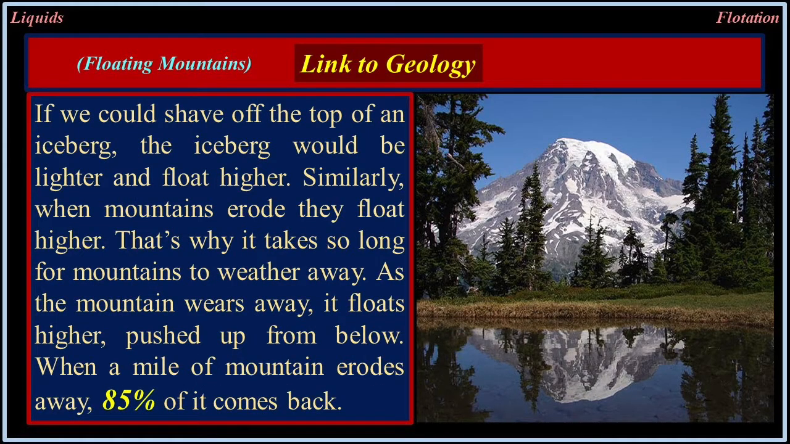If we could shave off the top of an iceberg, the iceberg would be lighter and float higher. Similarly, when mountains erode, they float higher. That's why it takes so long for mountains to weather away. As the mountain wears away, it floats higher, pushed up from below. When a mile of mountain erodes away, 85% of it comes back.